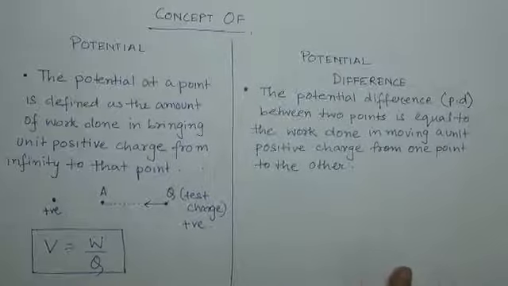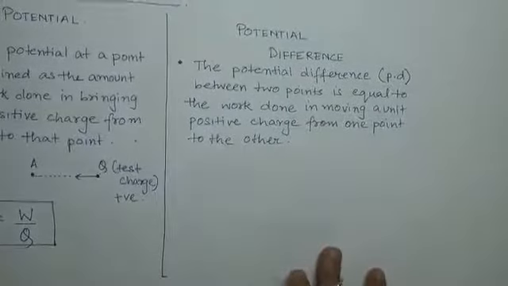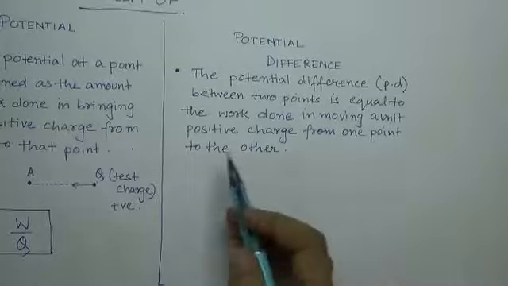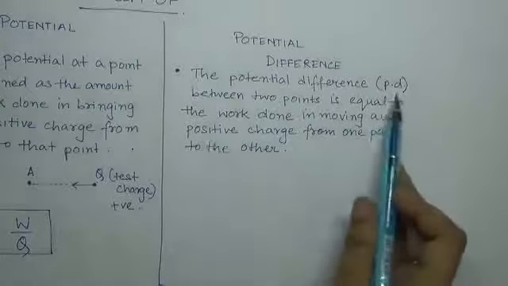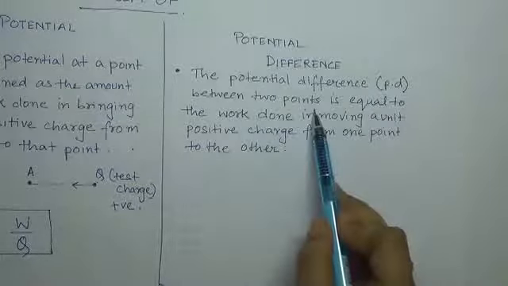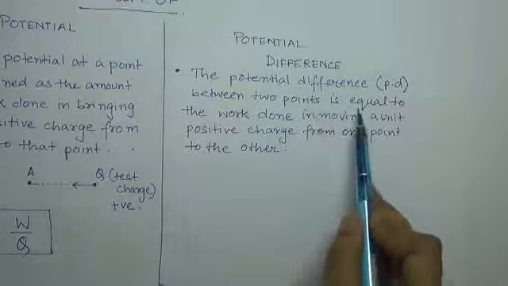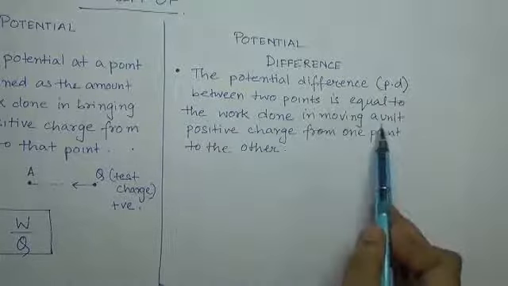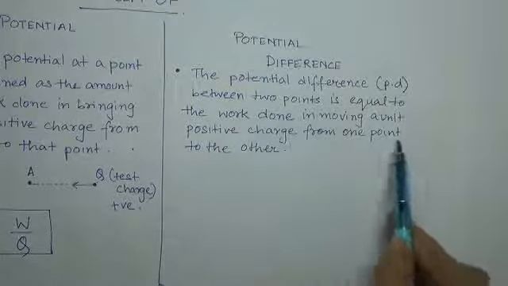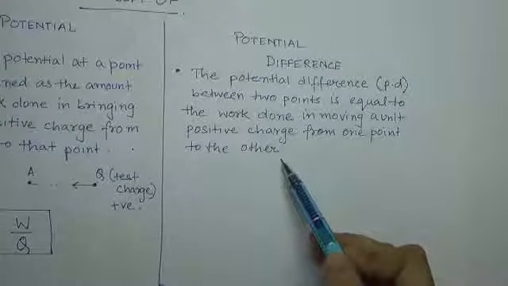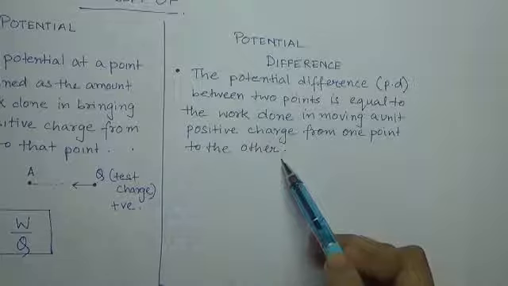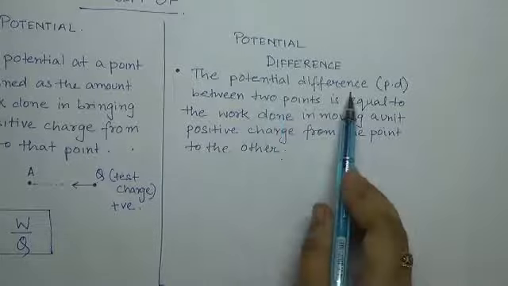Okay. Now coming to the definition of potential difference. Okay, what is potential difference? The potential difference (PD) between 2 points. Now here we have 2 points, here we had 1 point. Between 2 points is equal to the work done in moving a unit positive charge from one point to the other point. That means here we don't have infinity. Okay, we have 2 points for which we need to find the potential difference.